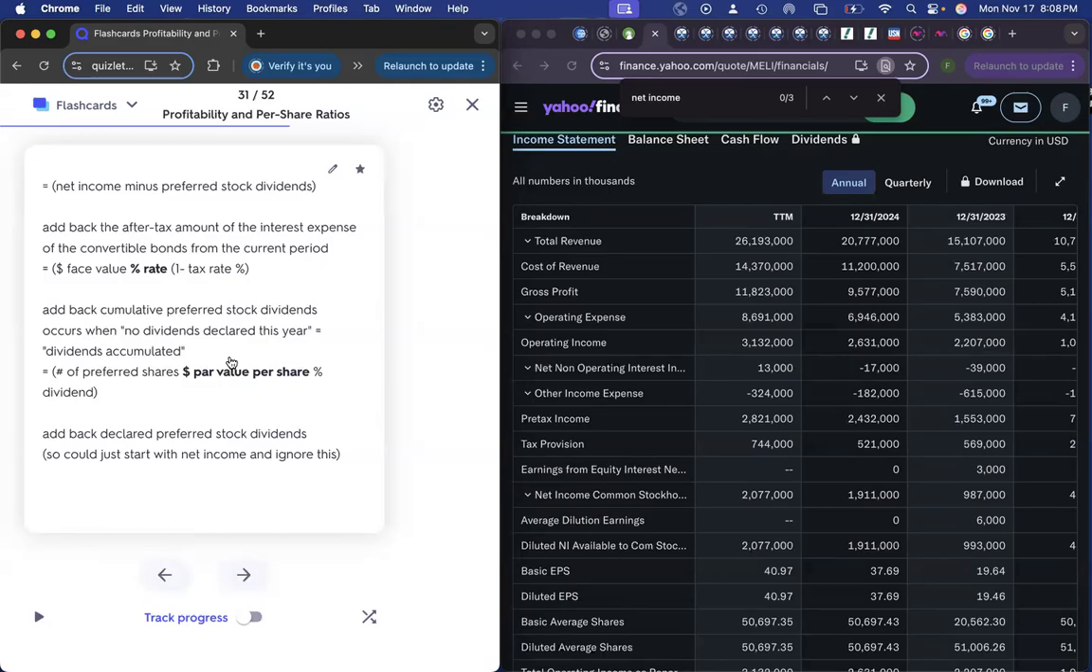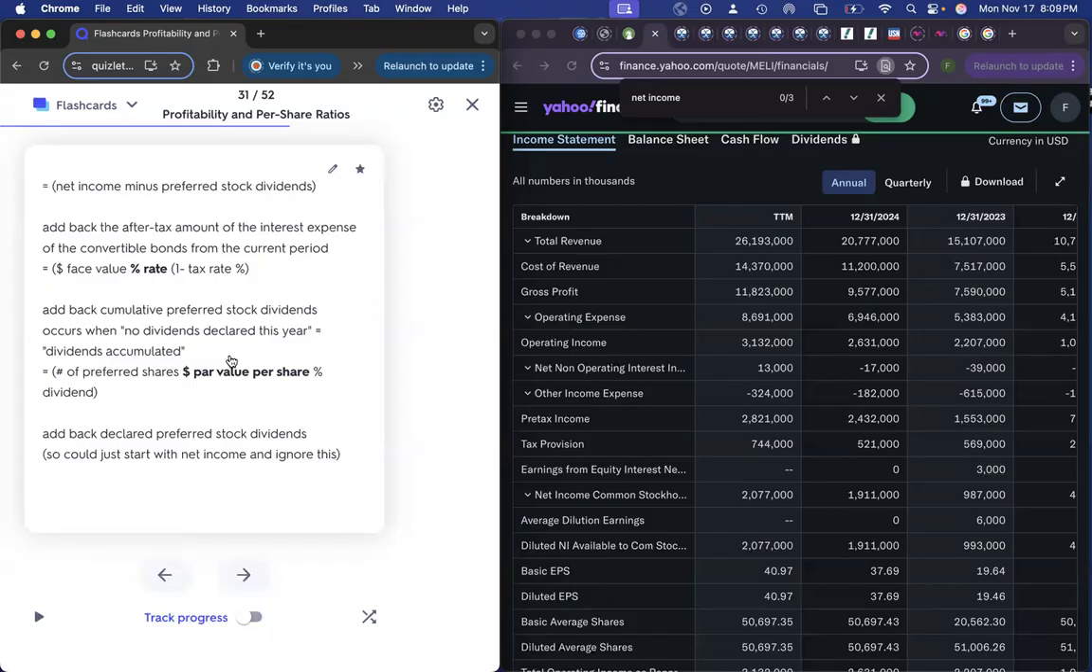which occurs when you hear them say no dividends were declared this year. That means dividends were accumulated. And these cumulative preferred stock dividends are calculated by the number of preferred shares times the par value per preferred share, times the percent dividend.